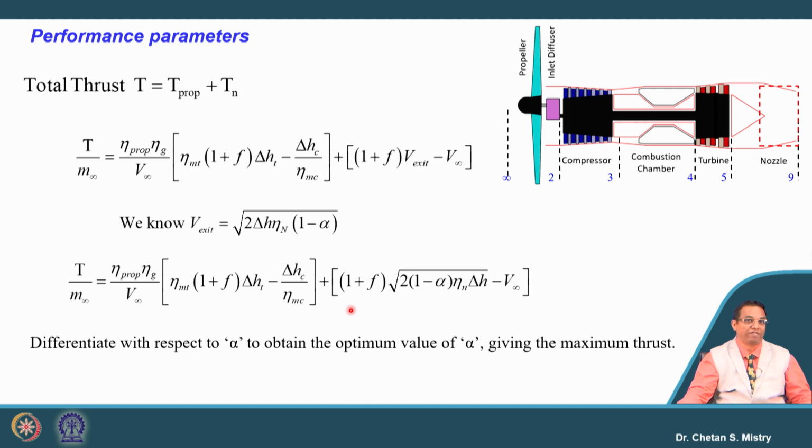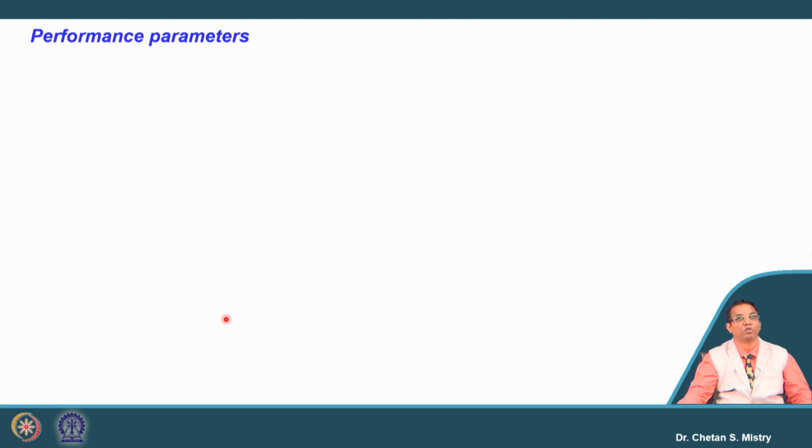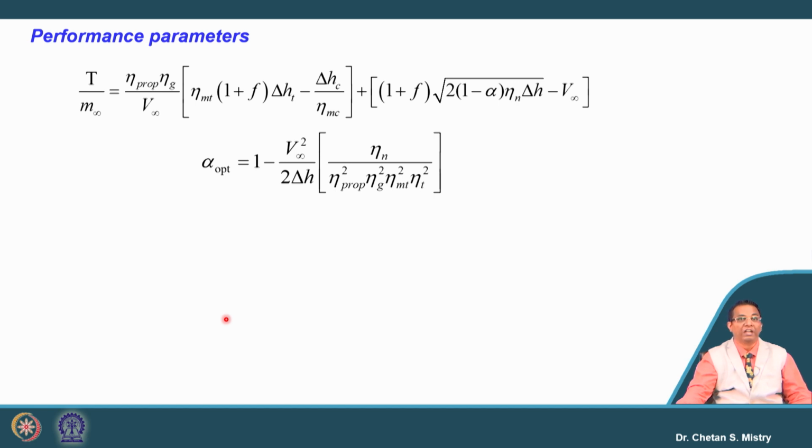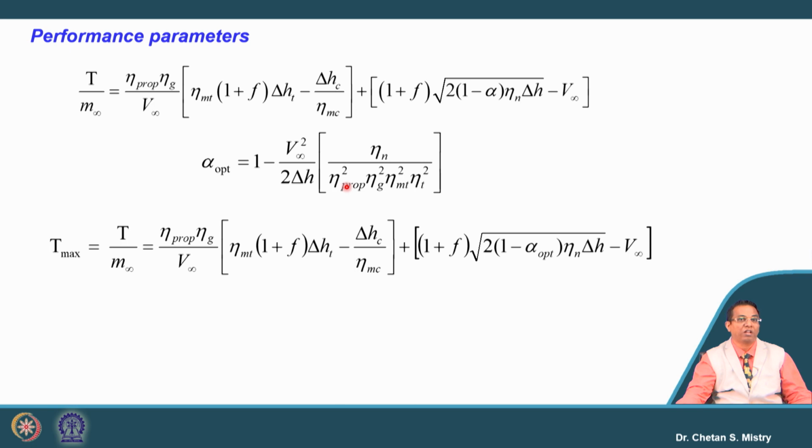How to decide that alpha? In order to get that value, we will differentiate this equation with respect to alpha, and that will give the maximum amount of thrust generated by this engine. So this is our formulation, and if we differentiate, we get the optimum value of alpha in this formulation, and from that we can calculate the maximum thrust that will be generated by this engine.